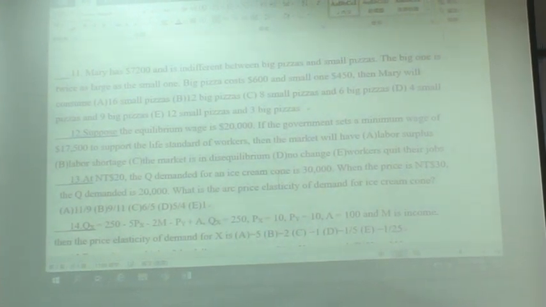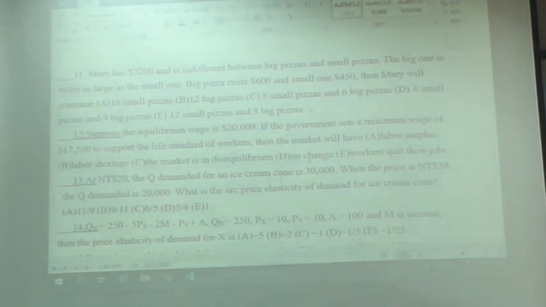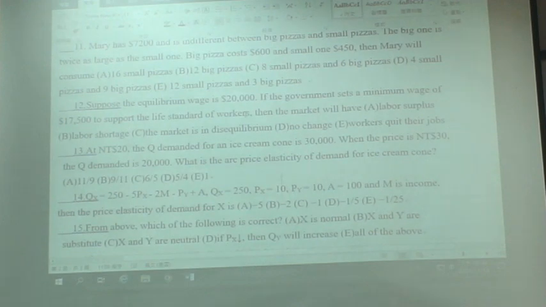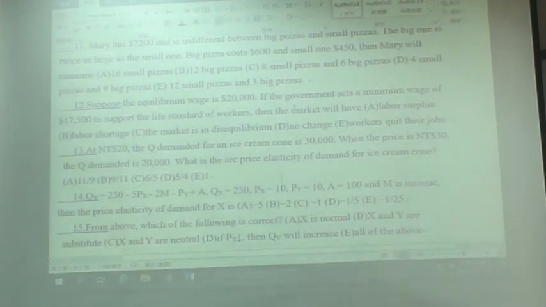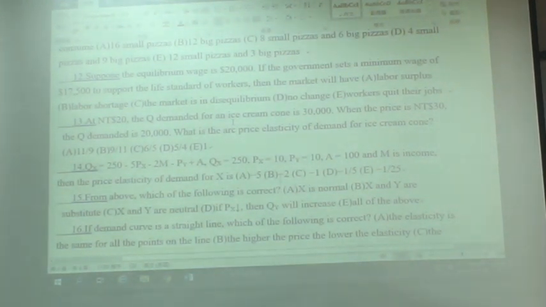So question 12. Hold on, who's 10? Question 12. Suppose the equilibrium wage is 20,000. If the government sets a minimum wage of 17,500 to support the life standards of workers, then the market will be no change. Because if you can get a wage of $20,000 in the market, will you care about 17,500? The answer is no. So question 13. It is a calculation of the arc elasticity of demand. So let me try it here. Question 13.